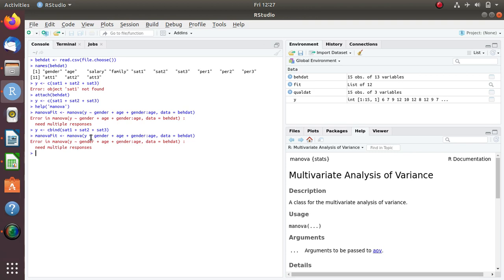Why gender, MANOVA? In MANOVA, need multiple responses. Why? I have everything okay. I think it is only taking the first one. Yeah, so when I was doing this, I told you, let us use the indexes. We have SAT1, SAT2, SAT3. What is this? This one is 1, 2, 3, 4, 5, 6, 7. 5, 6, 7. That is going to be.